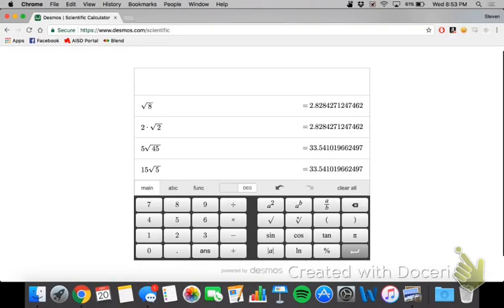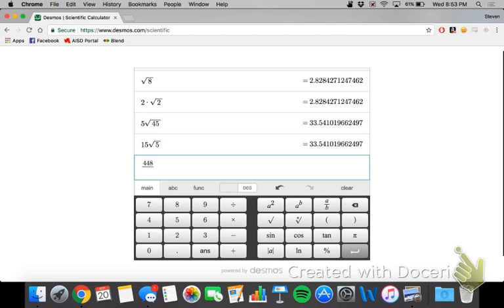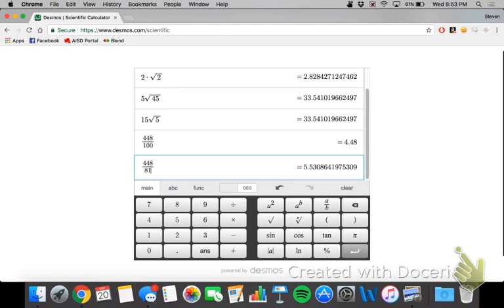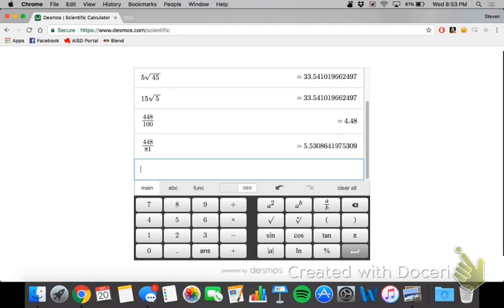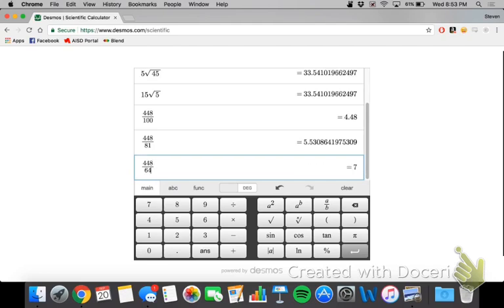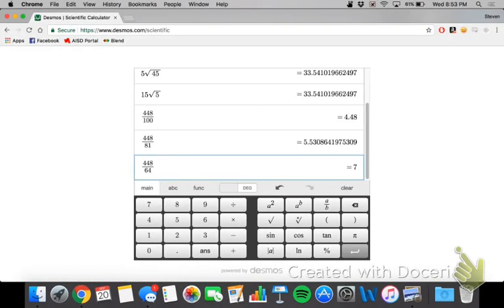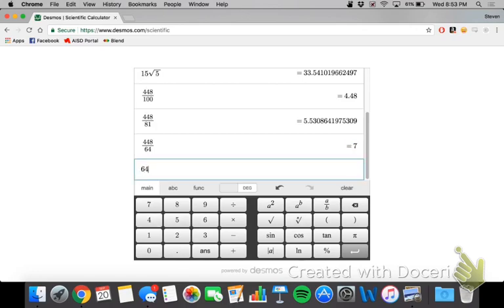So we'll just test some numbers out here. 448 divided by 100. Nope, not a whole number. 448 divided by 81. Not a whole number. 448 divided by 64. Hey, we got a whole number. So 64 evenly divides 448, and the answer is 7. So that means 64 times 7 makes 448.